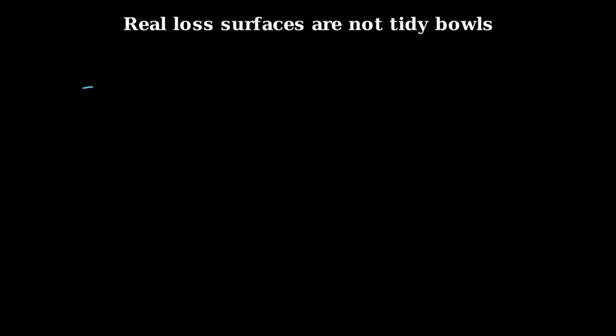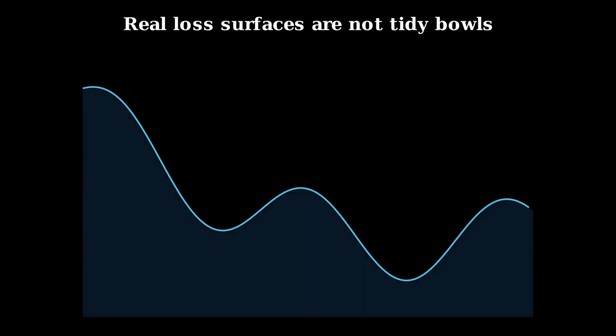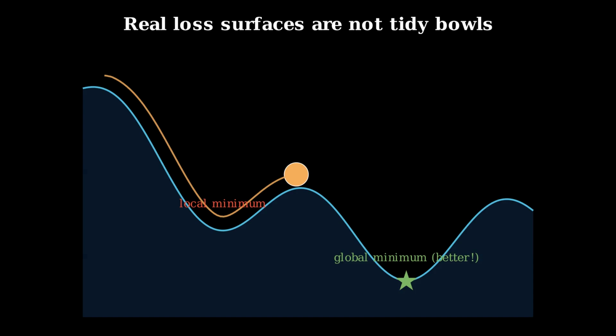Of course, real loss surfaces aren't tidy bowls. They're rugged, full of cliffs, plateaus, and lots of little valleys. Drop the ball in, and it rolls into the nearest valley and gets stuck. That's a local minimum, good, but not the best one over there. Escaping it is one of the hardest parts of training.